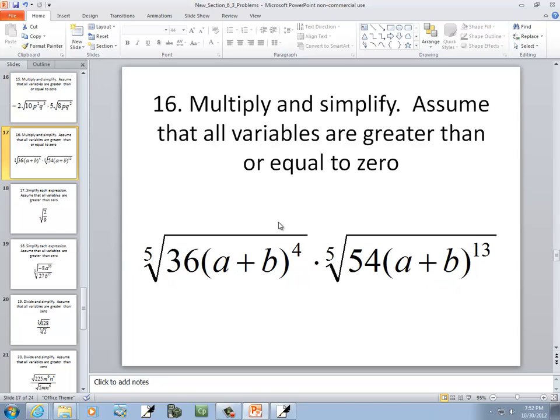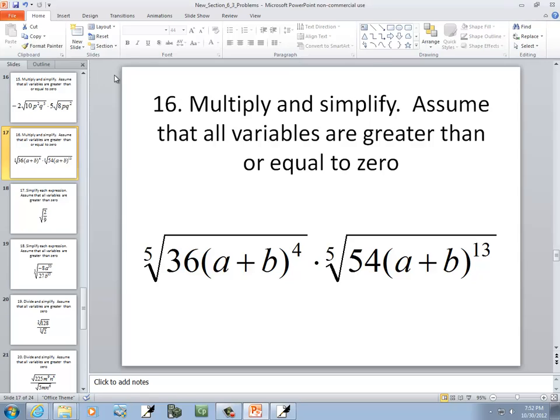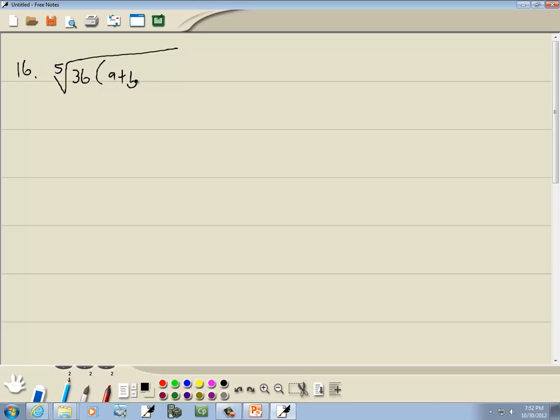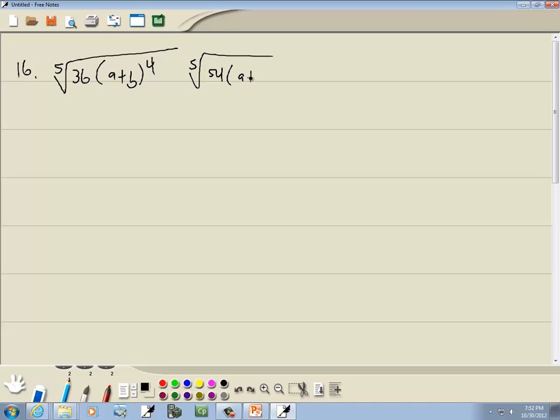Nope, we got another multiplication. My eyes are getting off. Let's go ahead and do this one, and then we'll look at those properties. Okay, fifth root of 36 times a plus b to the fourth, times the fifth root of 54 times a plus b to the 13th.